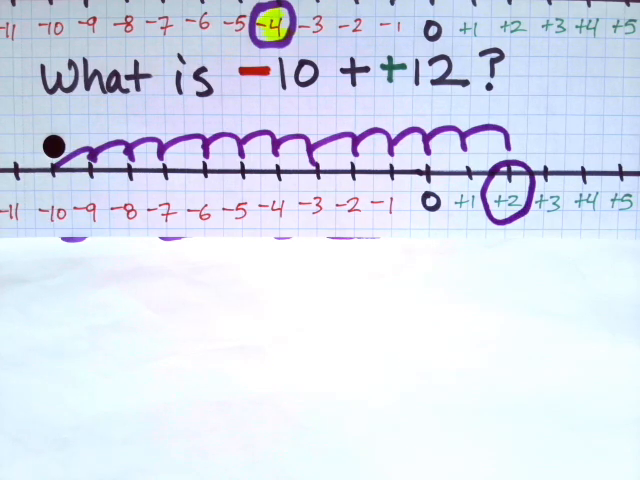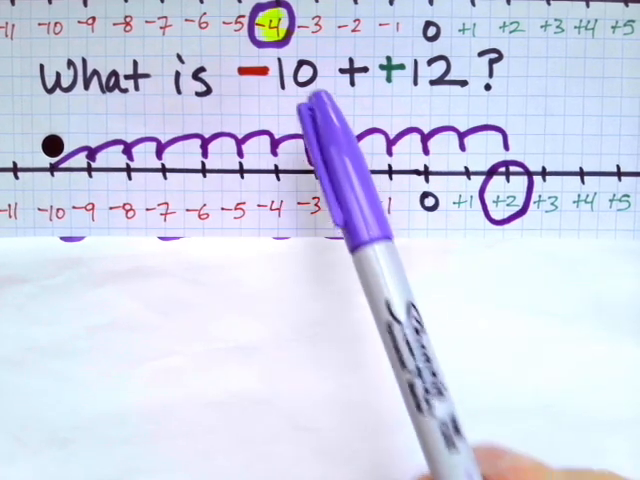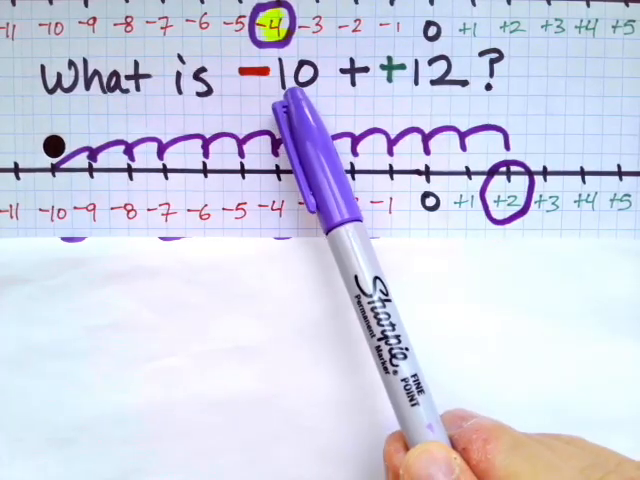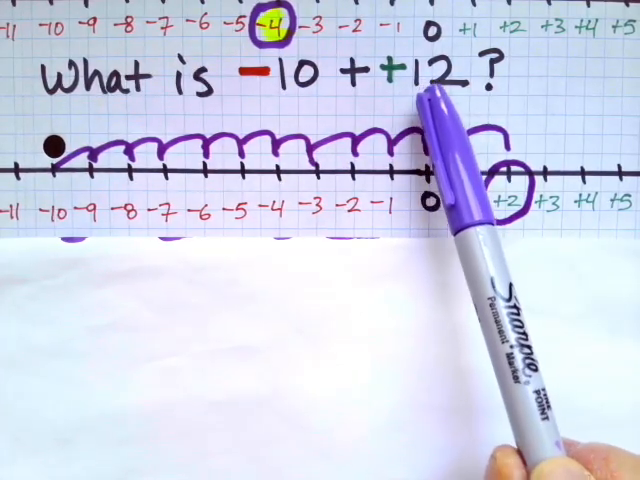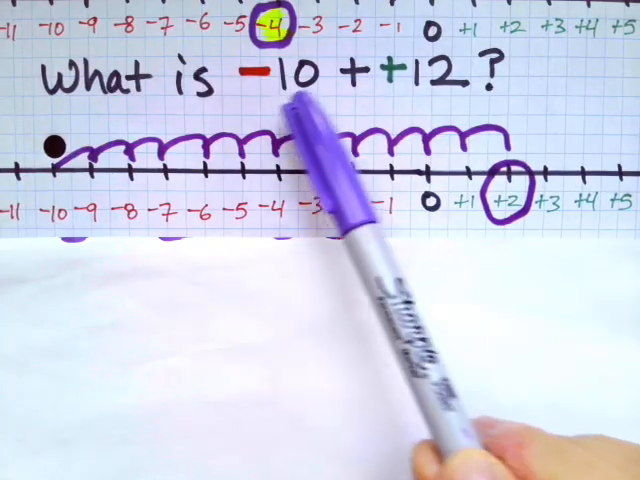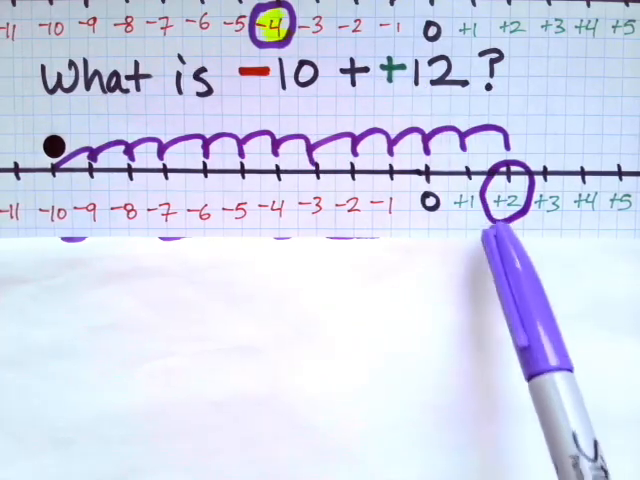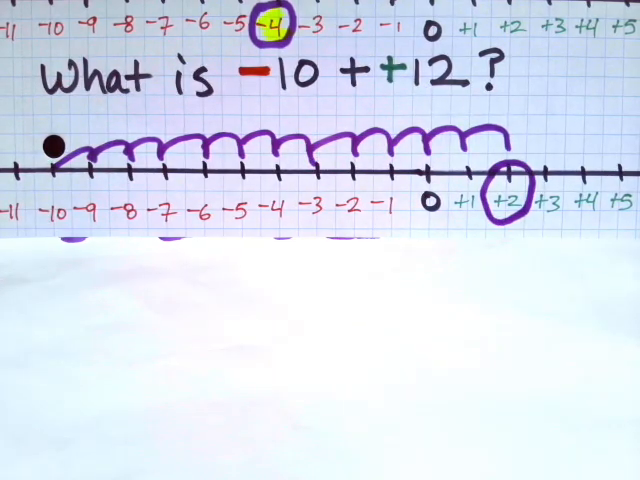And so you can also look at it like this. Hey, you owe me $10. You just came up with $12. You pay me back my 10. How much are you left with in your pocket? Hey, you got $2 in your pocket.